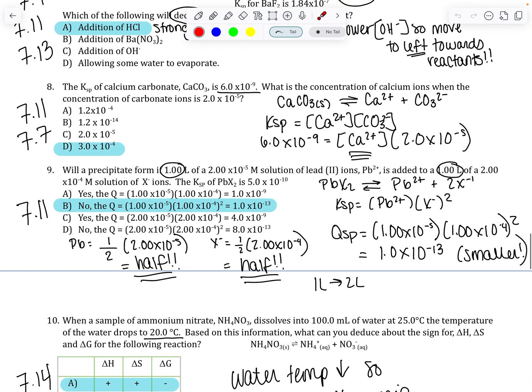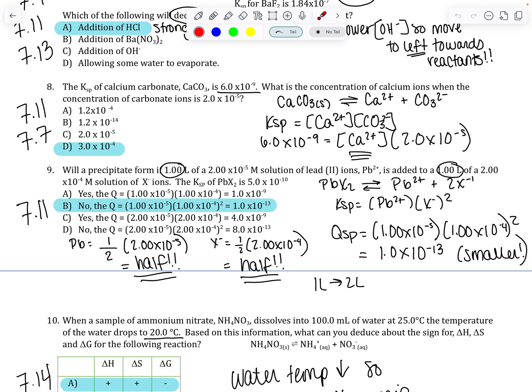Number 9, will a precipitate form? This is like that really monster beast of a question we did for the we-dos. If 1 liter of a 2.0 times 10 to the negative 5th molar solution of lead is added to 1 liter of a 2.0 times 10 to the molar solution of X minus, here's my Ksp. So we're comparing Ksp and Q. Biggest thing here that makes your life a lot easier is we're taking 1 liter and adding it to 1 liter. So basically we're doubling the volume. If I double the volume, that means I halve my concentration.